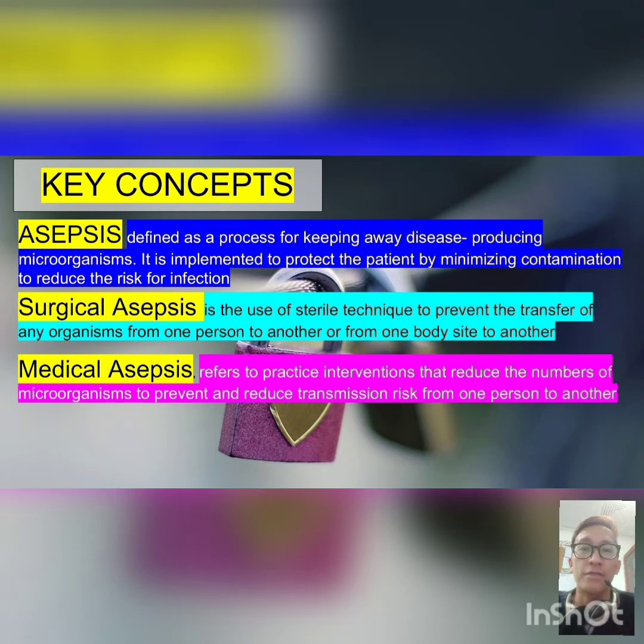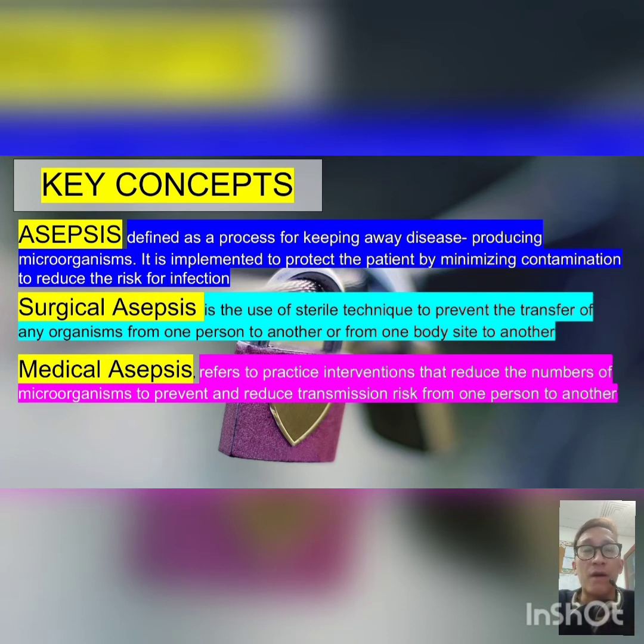We also have two types of aseptic technique. First is surgical asepsis. It is the use of sterile technique to prevent the transfer of any organisms from one person to another or from one body site to another. The goal of sterile technique is to maintain the microbe count at an irreducible minimum.